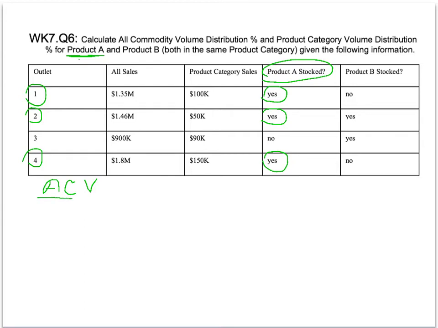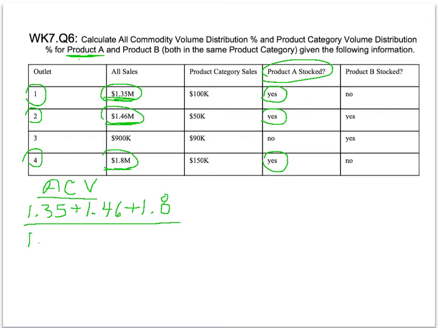So the basis for an ACV formula is to take the total sales across all categories for the outlets in which you're stocked, divided by the total available sales for all outlets that you could potentially be in. So I'm going to add up these three numbers here. These are the sales that correspond to the outlets in which I'm stocked, and I'm going to divide by total available sales for all of the outlets all together. When you execute this formula, you come up with an ACV of 84%.